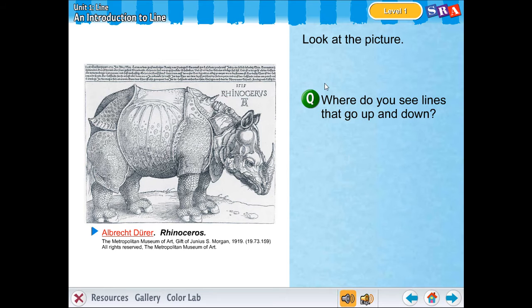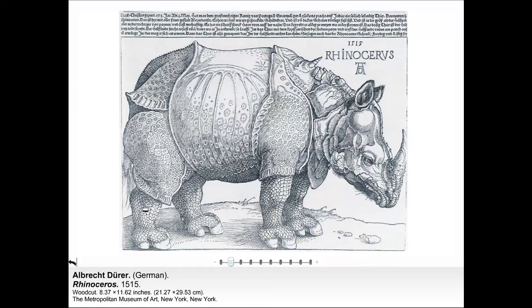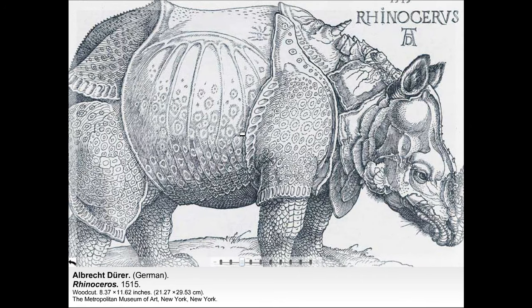Let's look at this picture. Where do you see lines that go up and down? Let's zoom in. This is actually a woodcut. The artist took a piece of wood and he carved designs on it. And after he got all his designs cut into it, he would put ink over the wood and put some paper on top of it, kind of like a stamp. But this is a woodcut print.